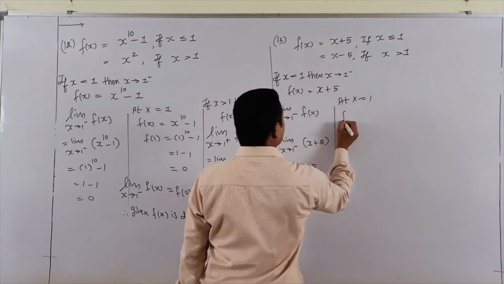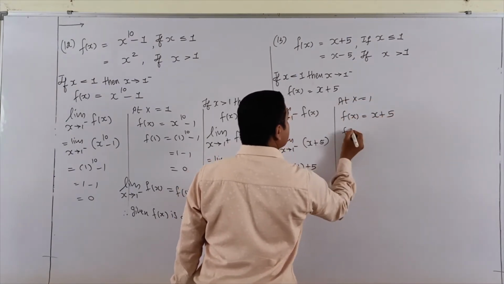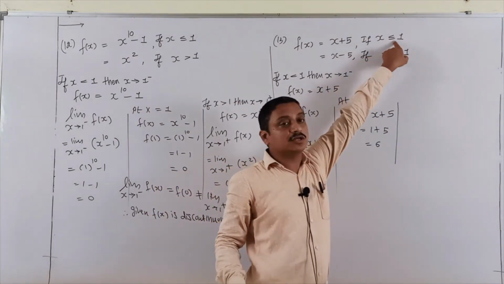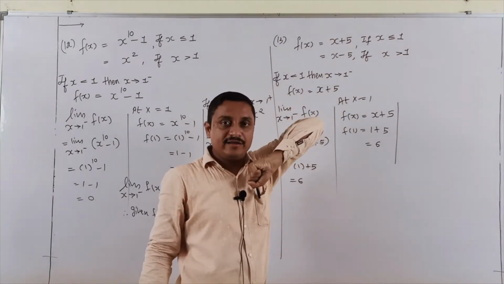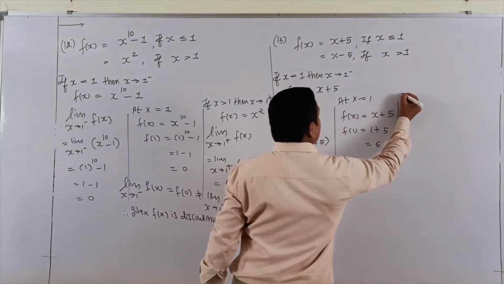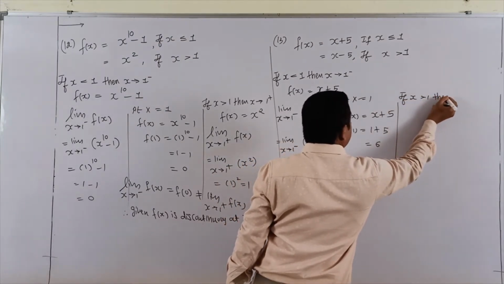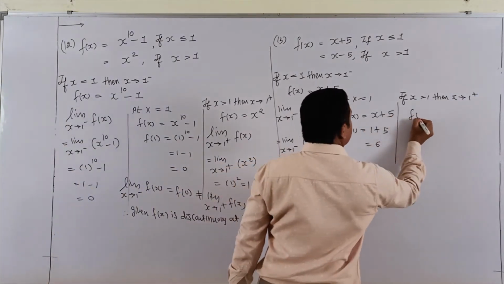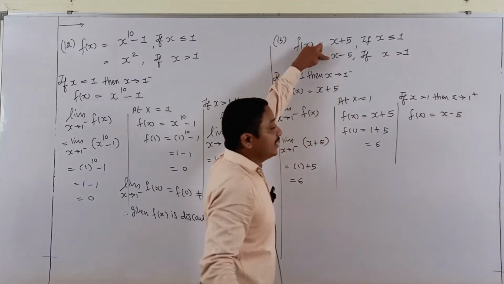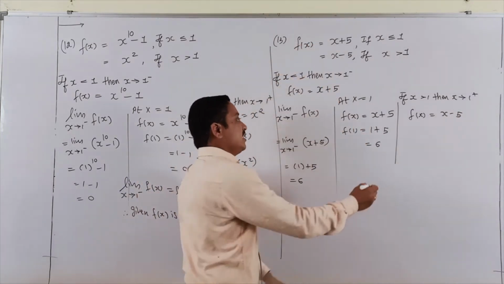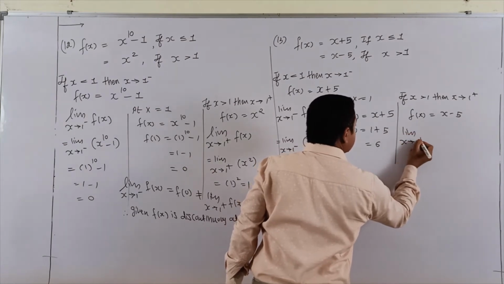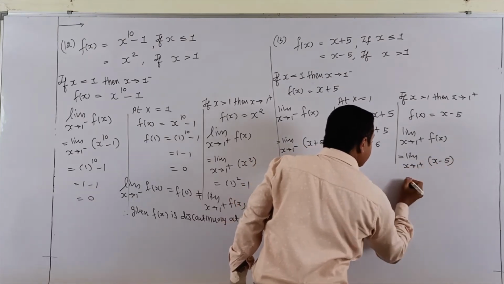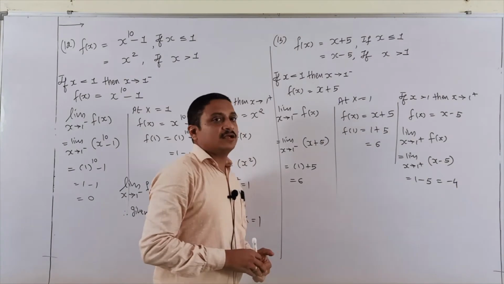Now at x is equal to 1, so again the same, x is equal to 1 and f of 1. My answer is again 6, because at exactly x equal to 1 the function is similarly x plus 5. Now I go to the third case. So if x more than 1, then x tends to 1 plus. But the function is what? According to the question, this function is x minus 5. So limit x tends to 1 positive, similarly applying x minus 5, 1 minus 5.